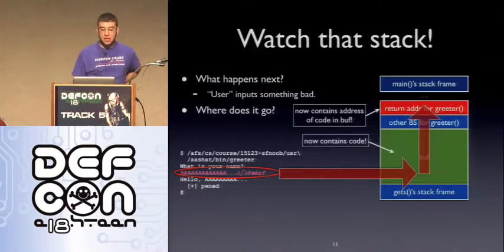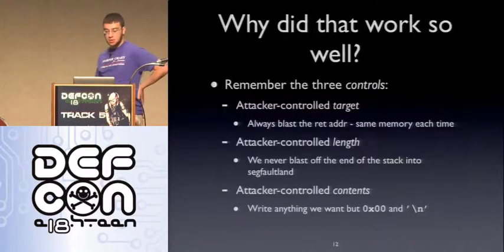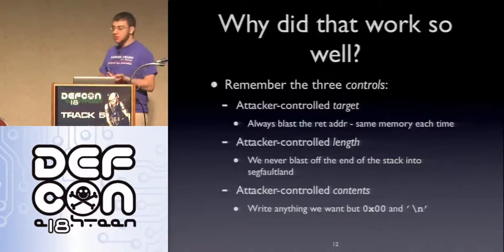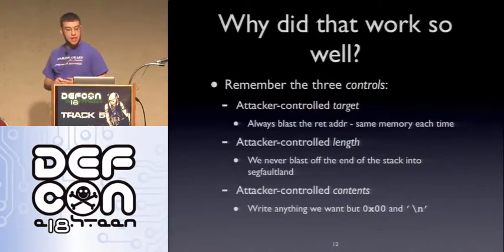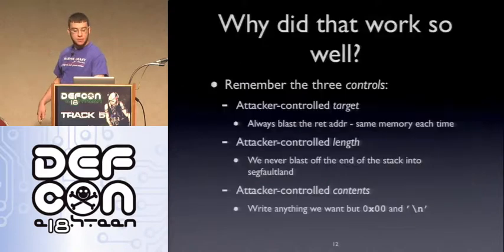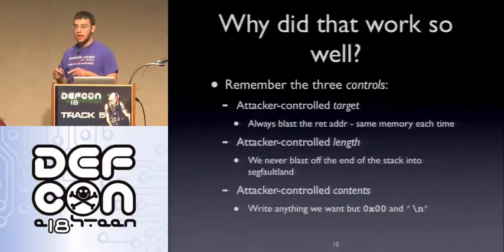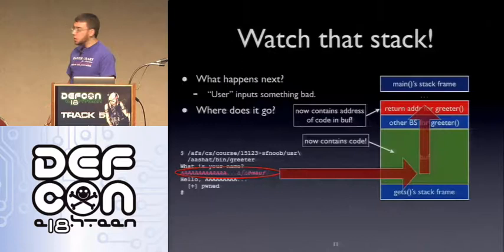Buff now contains code. Why did this work so well? Three controls. Attacker-controlled target: every single time, the return address gets blasted. The return address is always on top of buff. Attacker-controlled length: we can type in as many characters as we want, and they get blasted right up through there. We don't ever have to worry about blasting off the top of the stack.